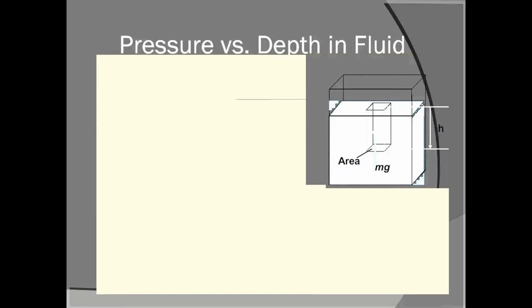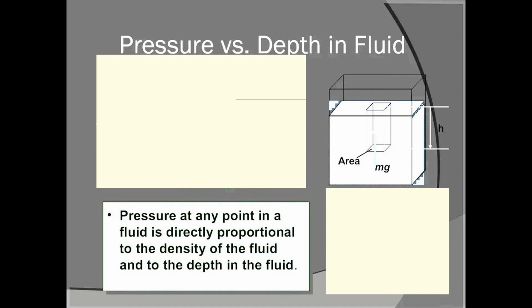In here, we compare the pressure versus the depth of the liquid. Again, we consider an element below the fluid, say at depth h. That h will have its corresponding mass and acceleration due to gravity that would yield the weight of that element with the corresponding area. So the law of Pascal says that pressure at any point in a fluid is directly proportional to the density of the fluid and to the depth in the fluid.